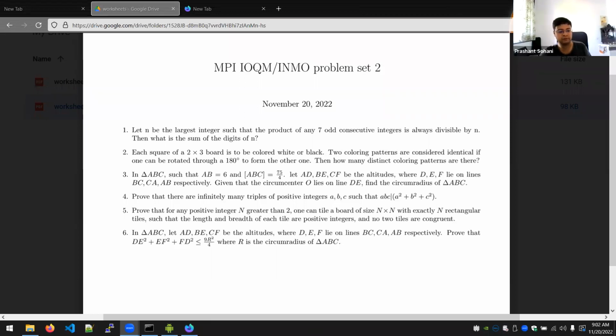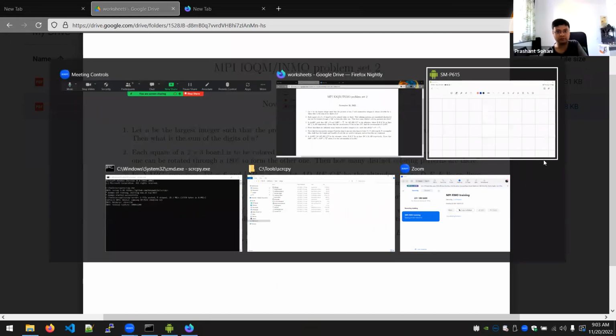Arnav, what is the answer? Yes, sir. I got the value of n to be 315. Yes, correct. And 3 plus 1 plus 5 is 9. Yeah, correct. So this is a very simple number theory question.